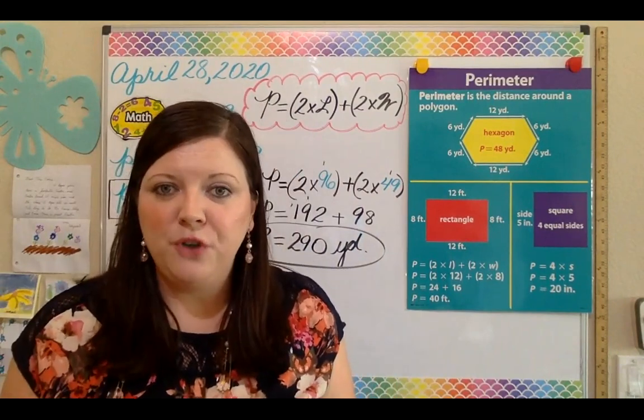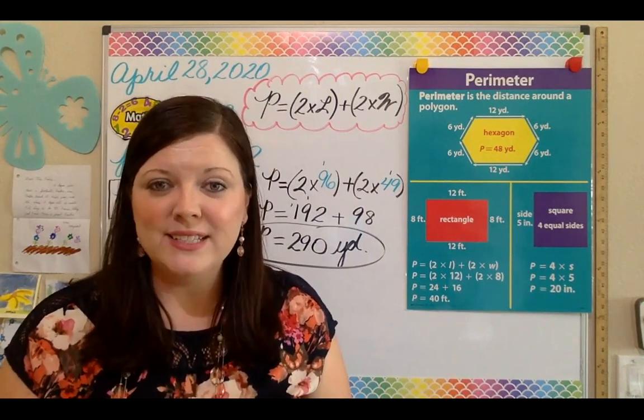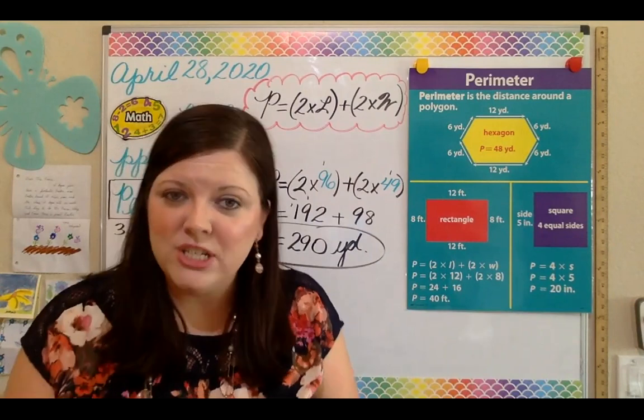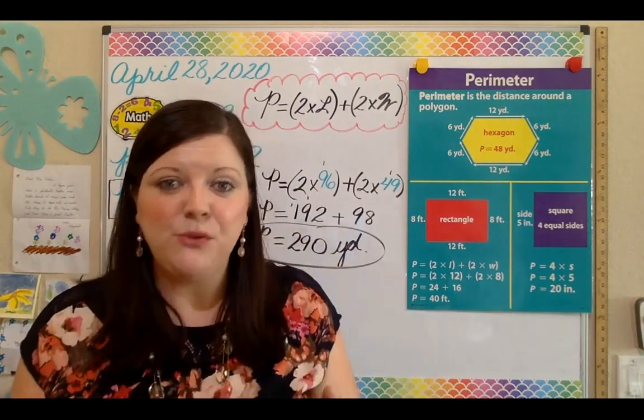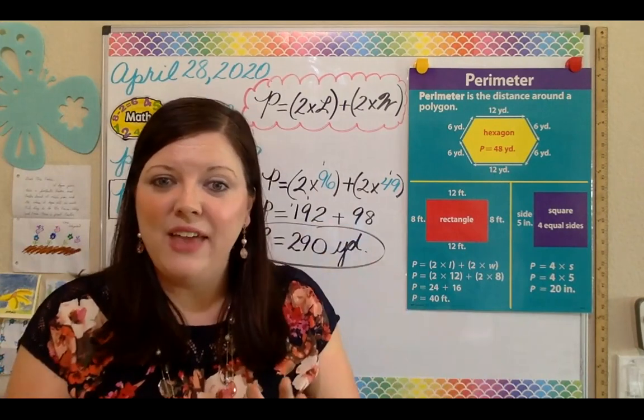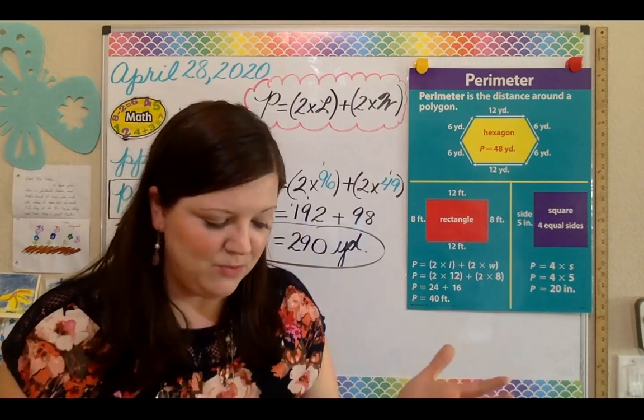Start with your formula first. P equals 2 times L plus 2 times W. Erase and replace your L and your W with what your lengths are. Okay, do your parentheses first. Add them together, and you're set as soon as you put your label at the end, your measurement, okay?